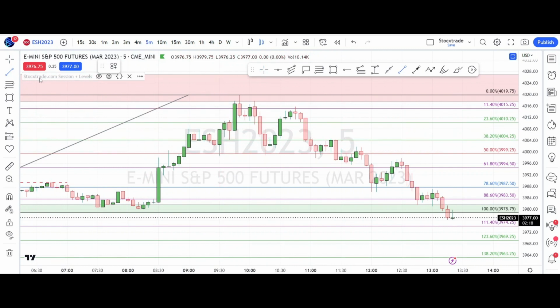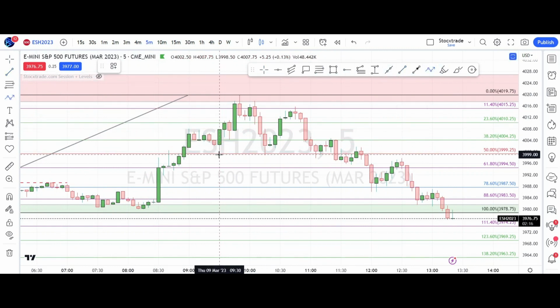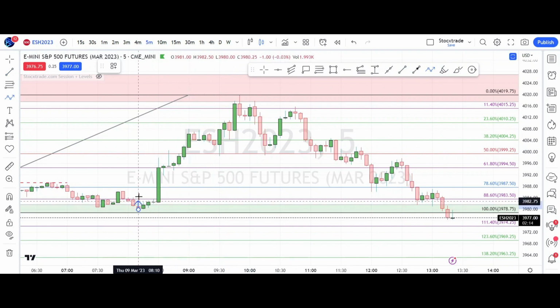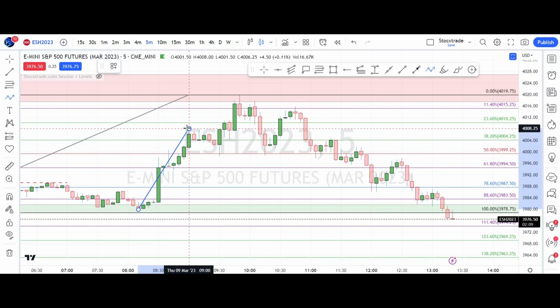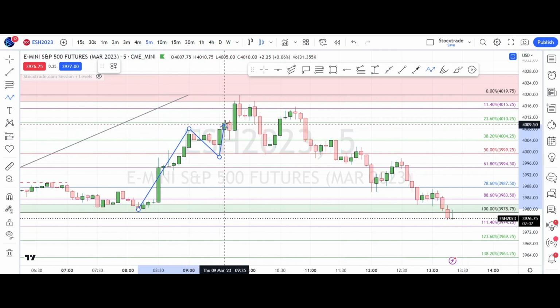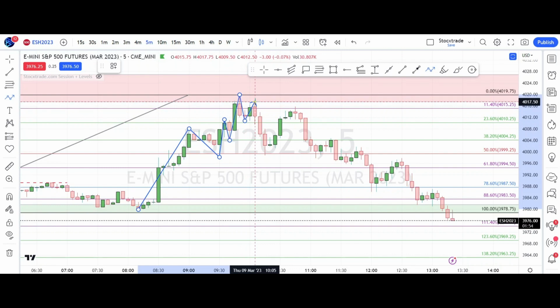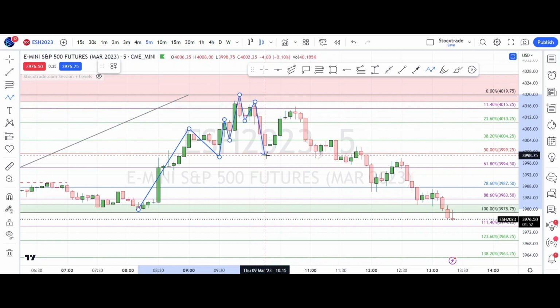So the market, what market did, it was creating higher high and then higher low, then higher high, then higher low, then higher high. But after this, it made higher low, but it didn't create higher high. Instead of higher high, it made lower high. So after that, the market came down.